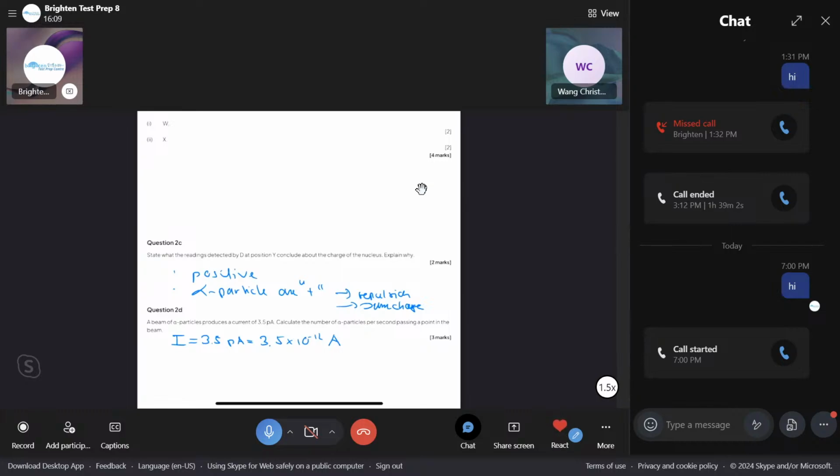Then we want to know the number of alpha particles per second. So it's a flow passing a point in the beam. So how do we get that? Maybe 3.5 times 10 to the power negative 12 equals the number times 2 times 1.6 times 10 to the power negative 19. I just write it first as a ratio, so no difference to what you said.